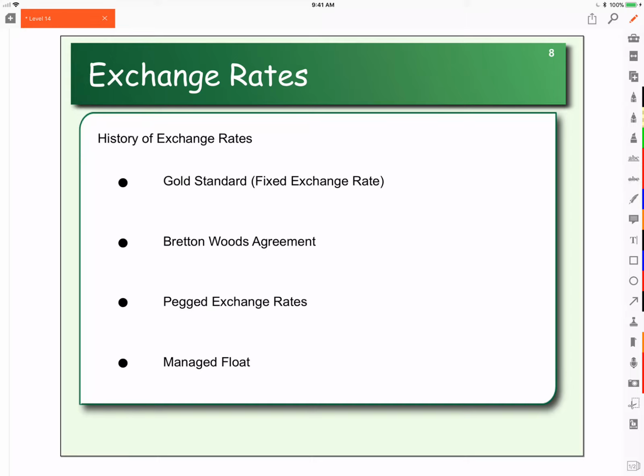We now want to look at the history of exchange rates. So I was looking at Canada. What have exchange rates been over the years? So let's start with the gold standard.